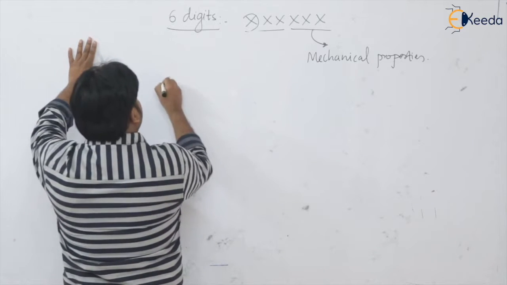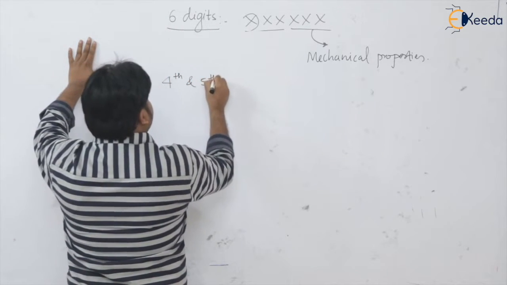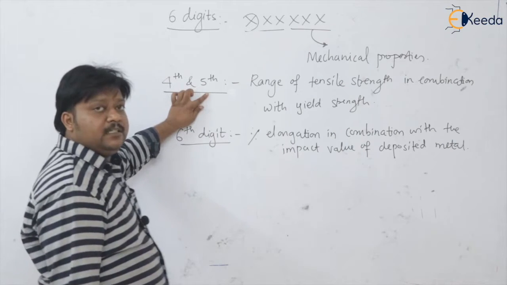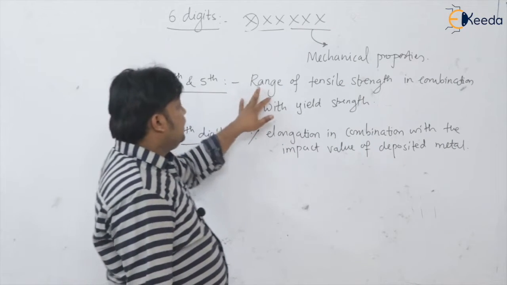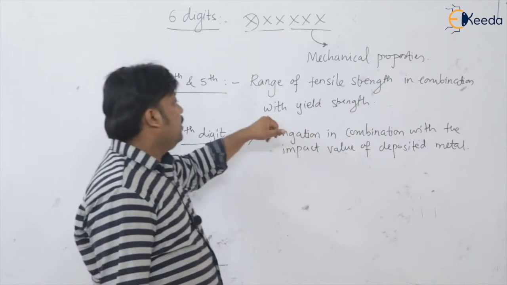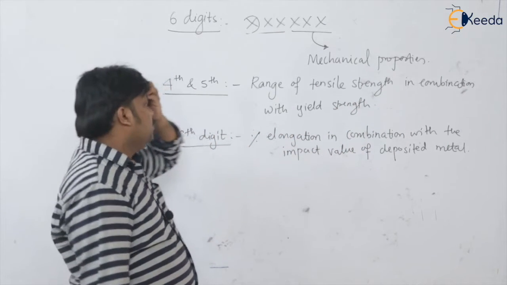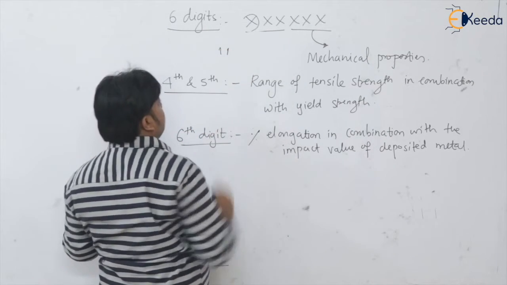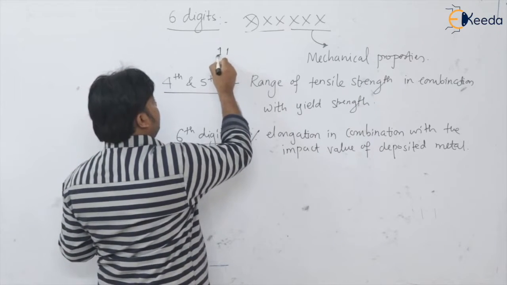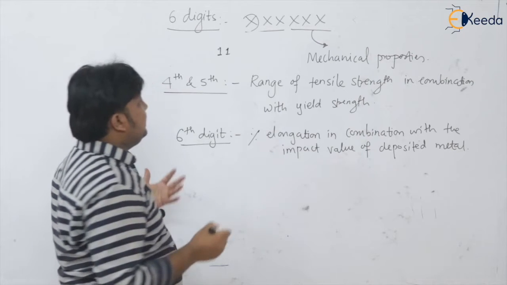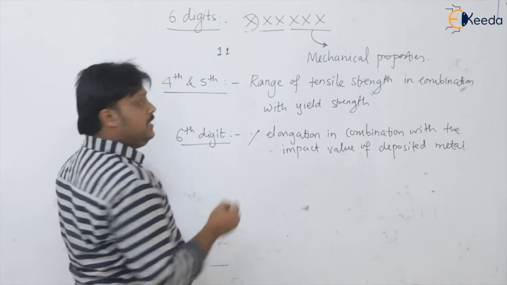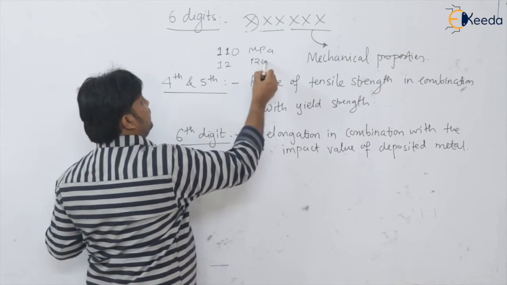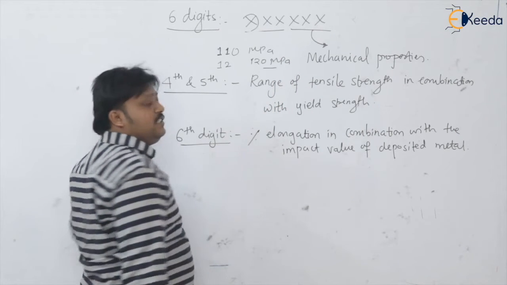Here the 4th and 5th digits give us the range of tensile strength in combination with the yield strength. Suppose the 4th is 1 and the 5th is 1. It indicates the strength in megapascal, that is 110 megapascal. If it is 1, 2, then the strength will be 120 megapascal. Like that you will get the strength.